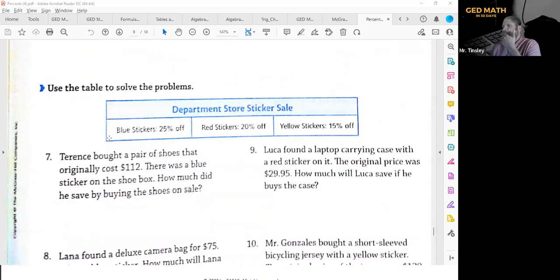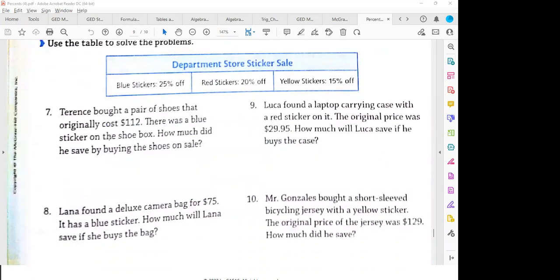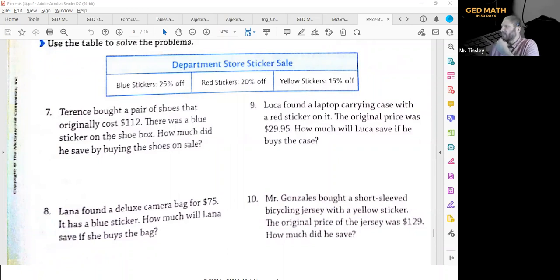Let's try one more. Let's look at number 7. Terrence bought a pair of shoes that originally cost $112. There was a blue sticker on the shoebox. How much did he save by buying the shoes on sale? Wow. This is a GED question. Terrence bought a pair of shoes that originally cost $112. There was a blue sticker on the box. How much did he save by buying the shoes on sale?